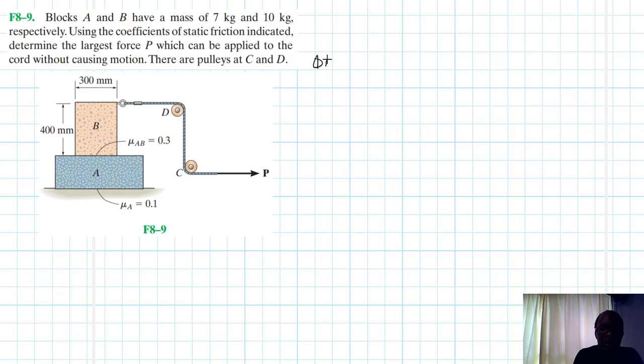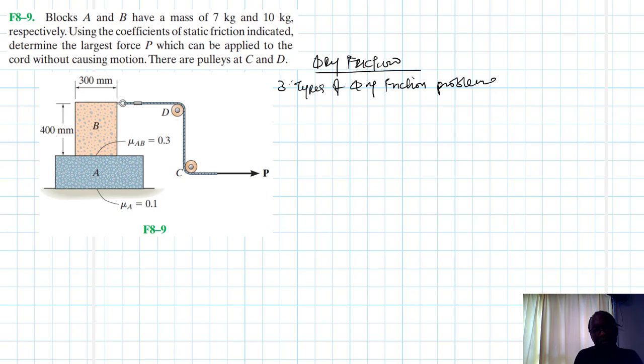Right, so we are dealing with dry friction, and this is the force that resists the movement of two contacting surfaces that slide or move relative to each other. Dry friction force is a force that resists the movement of two contacting surfaces that slide or move relative to each other. We are going to be looking at basically three types of dry friction problems.